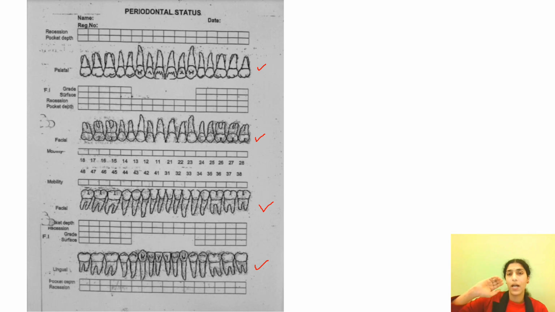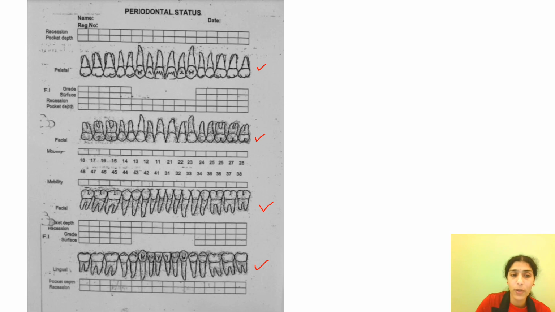Maxillary molars have three furcations: buccal, mesiobuccal, and distobuccal or distopalatal. So either of them could be involved, or all three could be involved. Which areas are involved, which surface has the furcation, and which grade, whether it is class 1, class 2, grade 1, grade 2, grade 3 or grade 4, also has to be indicated.